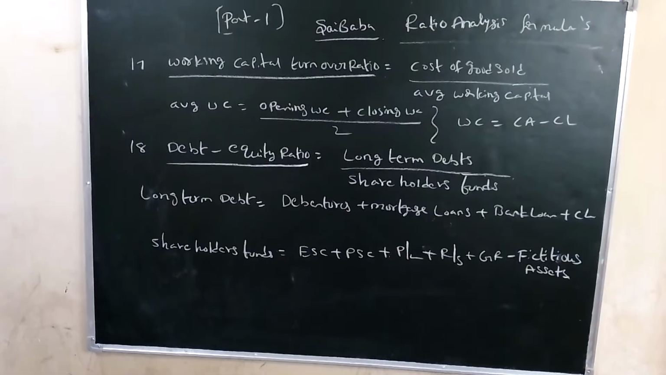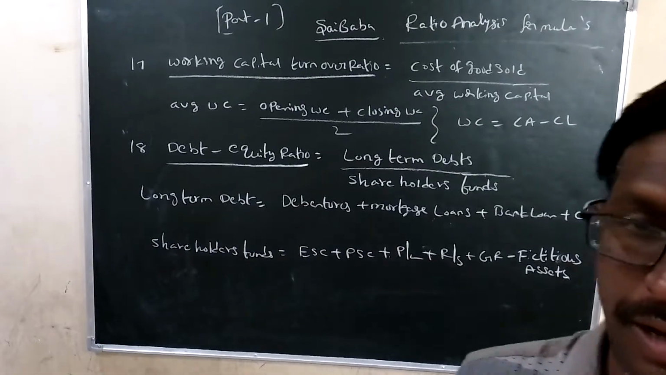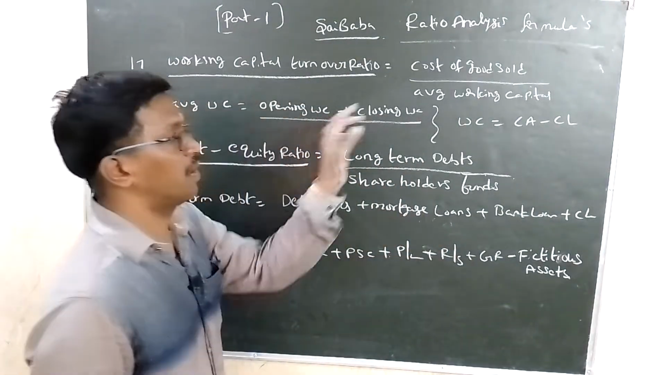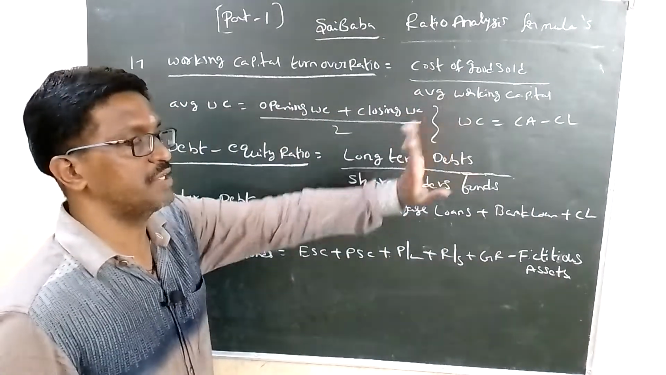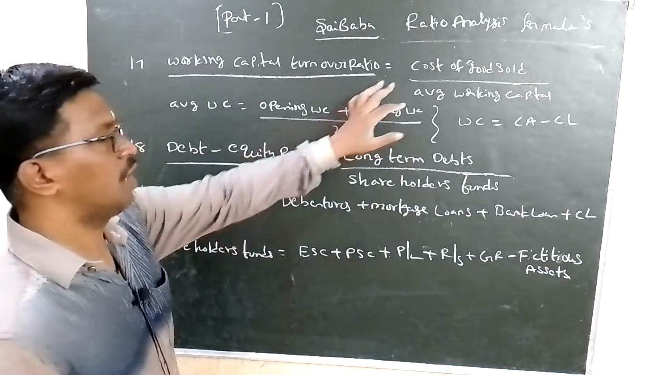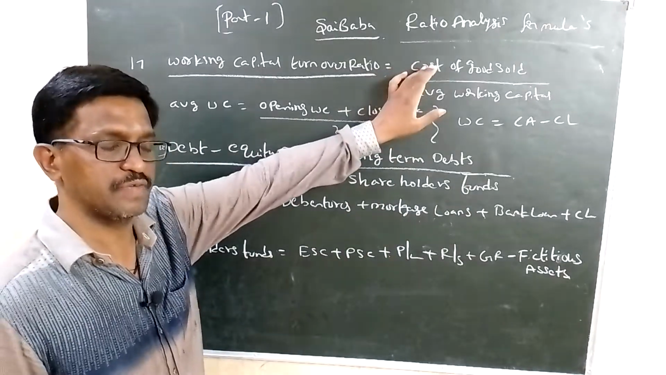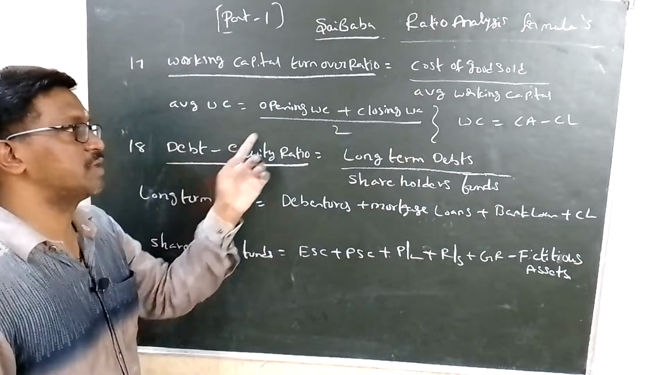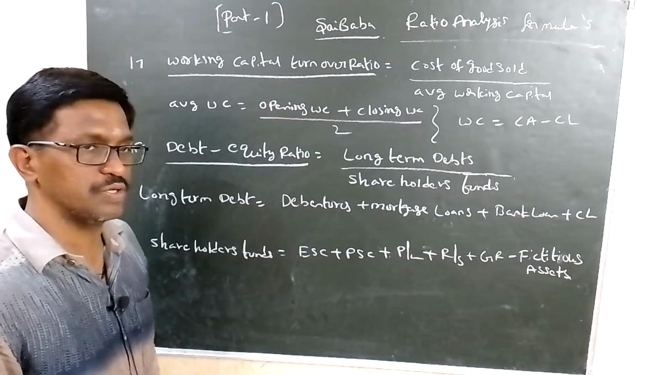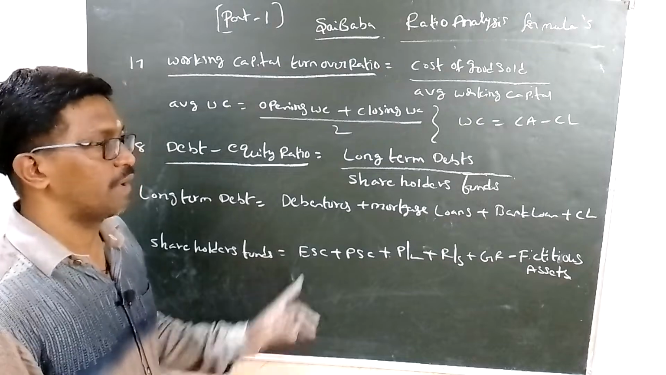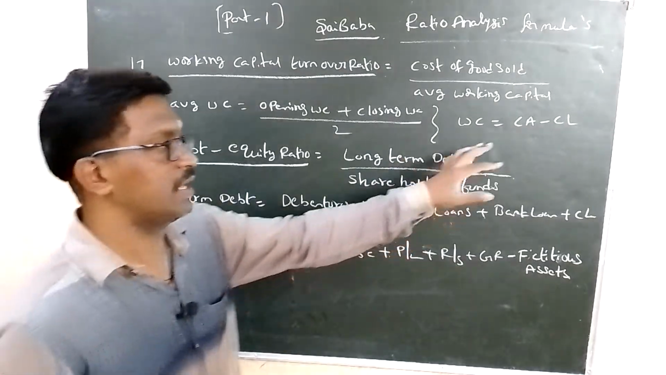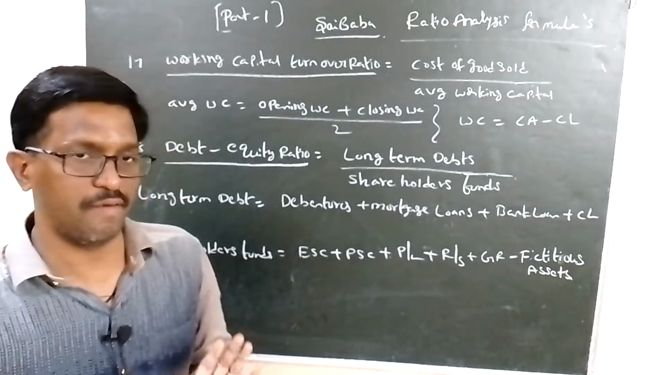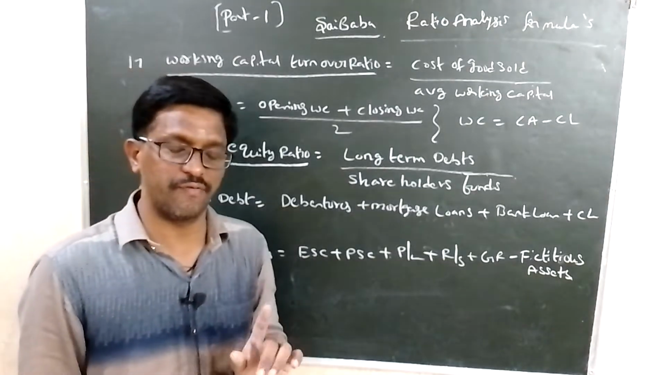Working capital turnover ratio. Working capital turnover ratio equals cost of goods sold by average working capital. Cost of goods sold was explained in the previous formulas, in the gross profit ratio. Average working capital means opening working capital plus closing working capital by 2. Working capital means current assets minus current liabilities. Average is calculated only when 2 years of information is available. If there is only 1 year of information, we show the working capital.